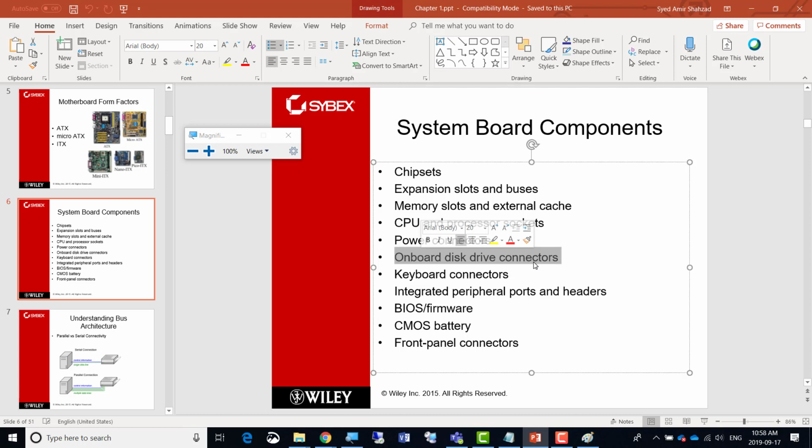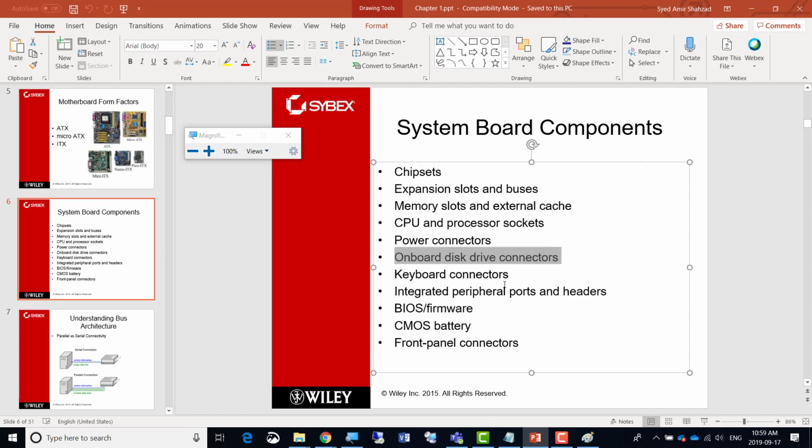Hard disk needs both. You have to connect this, and you have to connect this as well, right? So if one of them is not connected, obviously there's no use of that hard disk, right? So power cable and data cable. So they're talking about onboard disk drive connectors. These two are onboard disk drive connectors, right?